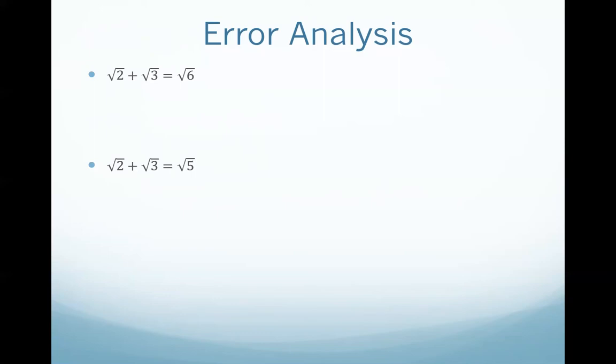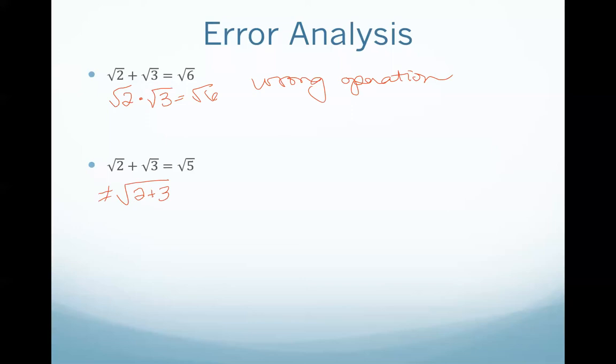On the first one, instead of adding these, we saw on the last slide I just showed that the square root of 2 times the square root of 3 would give me the square root of 6. So that's the wrong operation. And then in the second one, we tried to combine unlike radicals. We said the square root of 2 plus 3 is the same as the square root of 2 plus the square root of 3, which is not true.